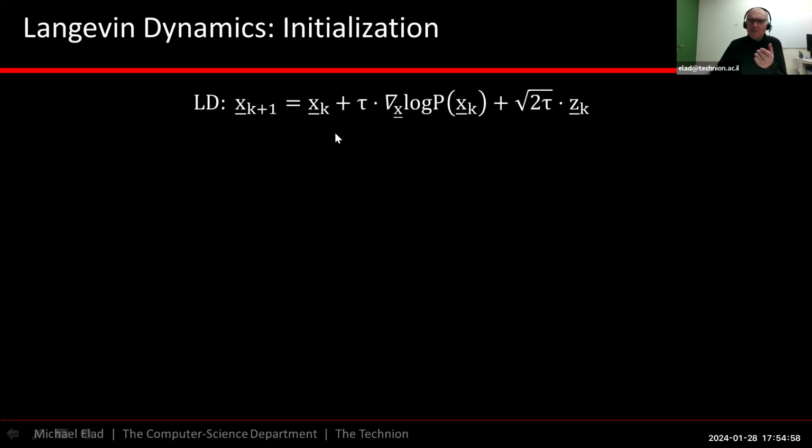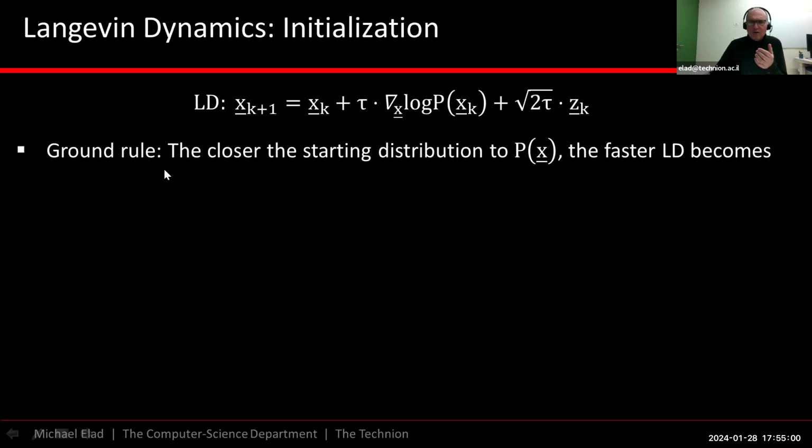How do you initialize it? So clearly, if you initialize with good-looking images, then the convergence to actual images will be much faster. Yes, but how do you do it?